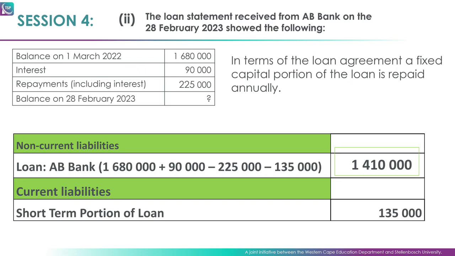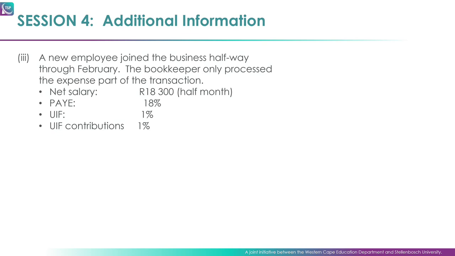Then we have another piece of additional information. They say that a new employee joined the business halfway through February. The bookkeeper only processed the expense part of the transaction. So which means that if I'm going to do an expense, so debit the expense, we have to credit certain things, right? So in other words, they said credit bank. So let's look at what they were supposed to include.